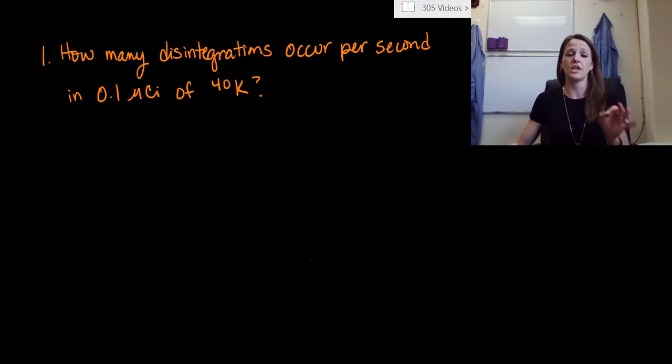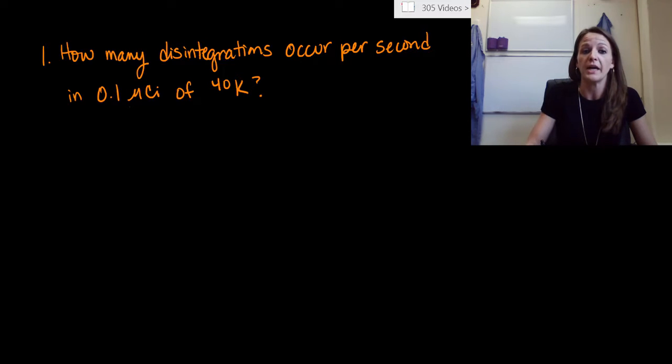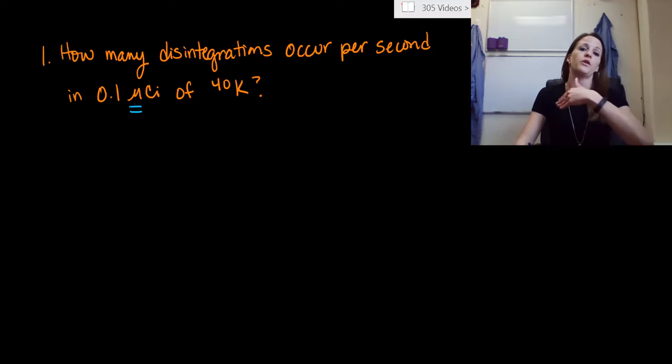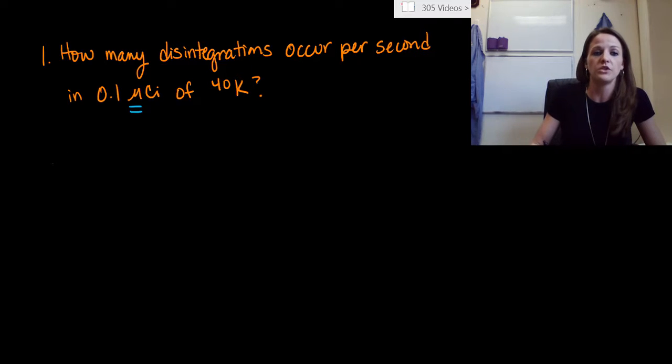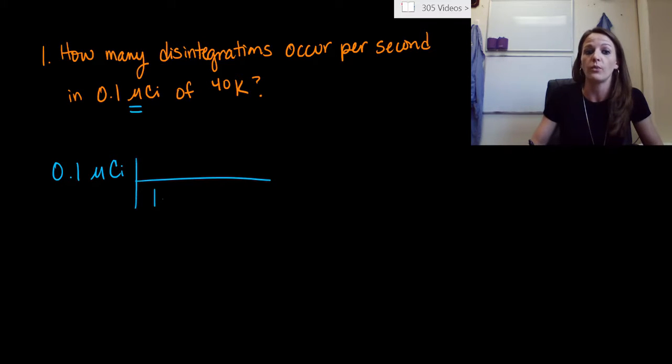The very first thing you need to do is get rid of this micro component. The micro unit is going to throw all of your measurements off, so we need to make sure we get rid of it. So what I'm going to do is start with 0.1 microcuries, and I'm going to get rid of the micro unit. So we know for every 1 times 10 to the 6, so a huge number, basically a million, microcuries, we have 1 curie, okay?